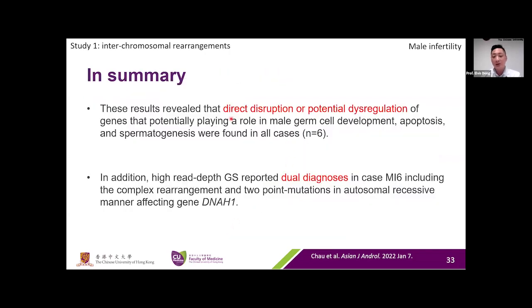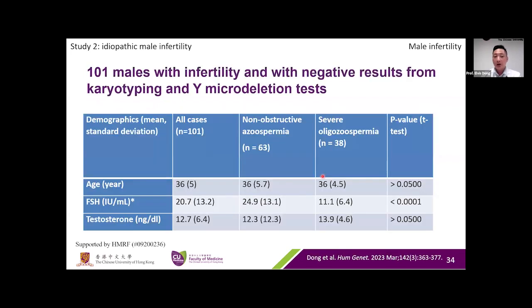So in summary, for this application, we found that direct disruption or potential dysregulation might explain the result, and some of the cases have dual diagnosis. For the second study on male infertility, we selected 101 cases, 63 of which suffer non-obstructive azoospermia, and the other 38 suffer severe oligospermia.